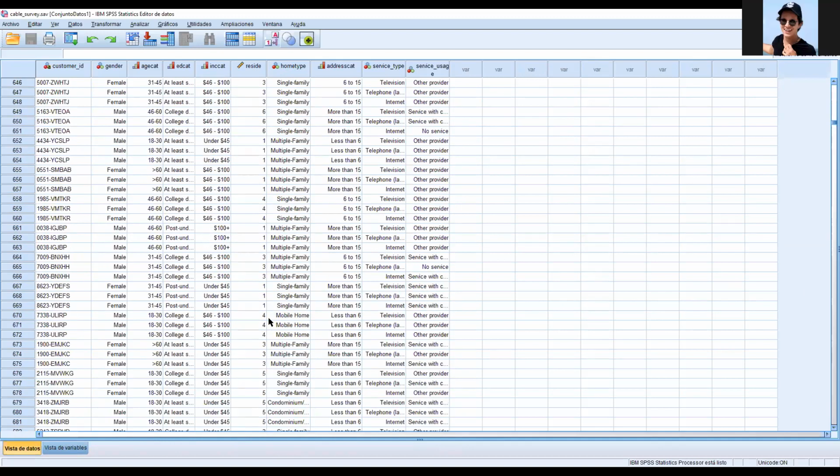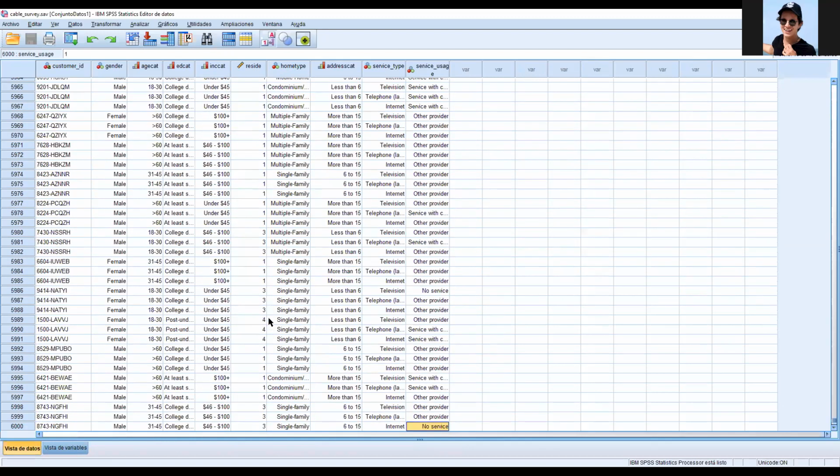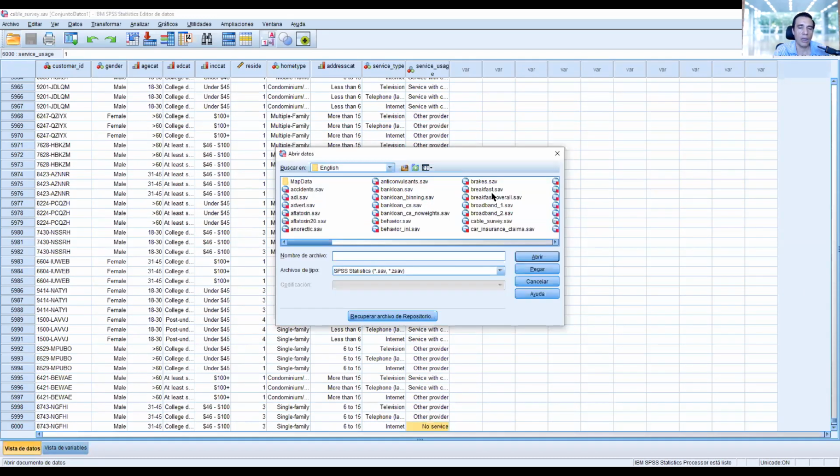Teacher, excuse me? Yes, sorry, the program stopped working, so it closed, and I have opened it again. But which was the name for the sample file? Follow me right here. You click on open, and then you will search for program files, IBM, SPSS, statistics 25, samples English, and right there, cable survey.